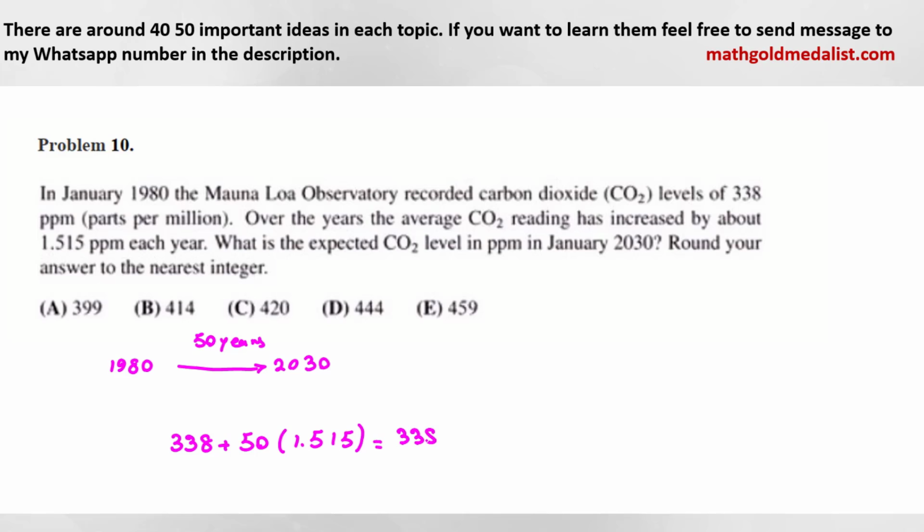You can say 338 plus 50 times 1.515. You can apply this 0 here, and then this decimal point goes here. So it will be 338 plus 5 times 5, 25. We have 2. 5 times 1, 5 plus 2, 7. And again, point, again, 75. So if we add, it will be 57.75. 5 plus 8, 13. We have 1. 5 plus 3, 10 plus 1, 11. We have 1. And 1 plus 3, 4. So if we round to the nearest integer, it will be 414.